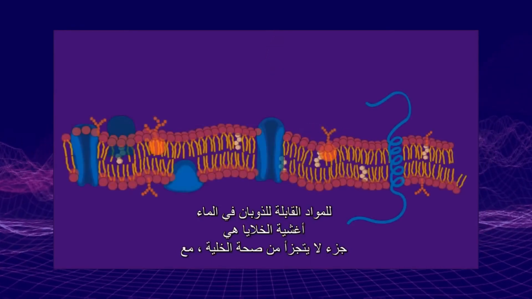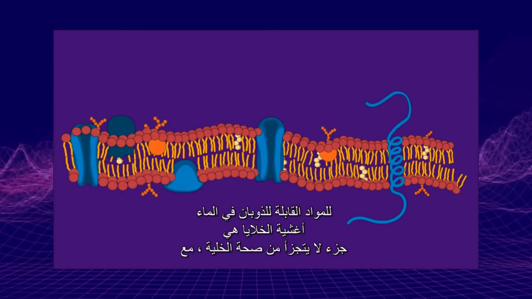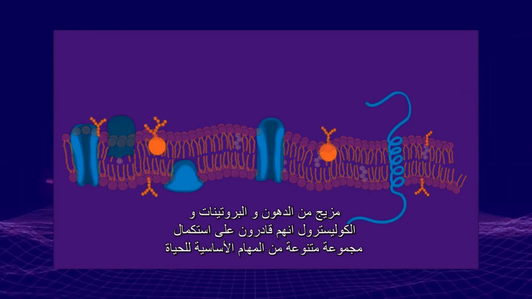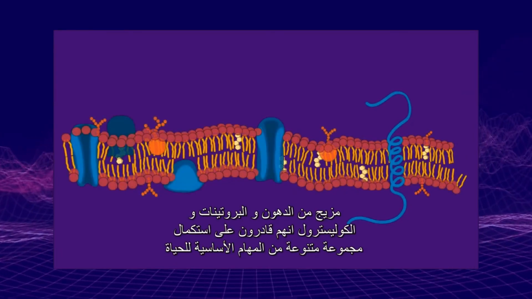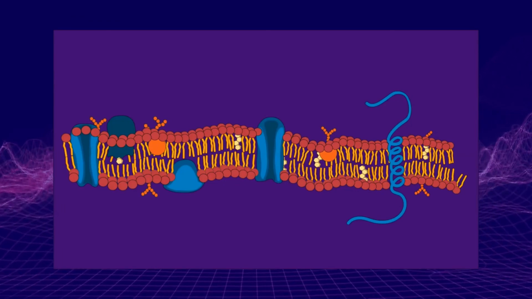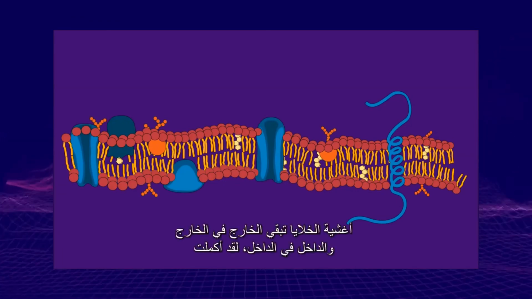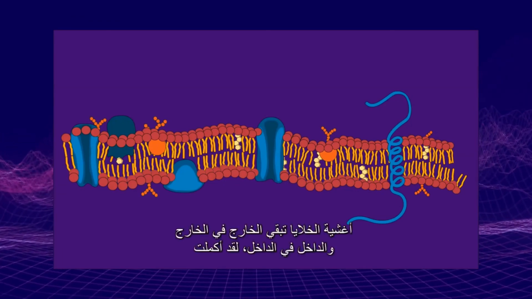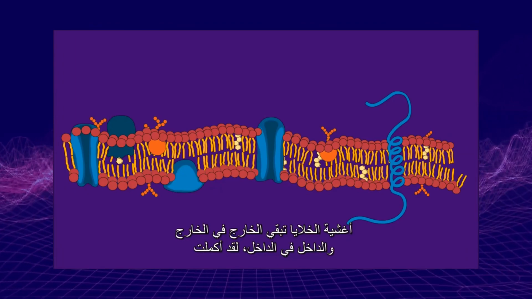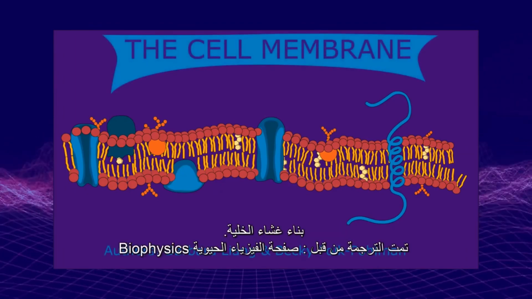Cell membranes are integral to cell health. With their combination of lipids, proteins, and cholesterol, they are able to complete a complex variety of tasks essential to life. Cell membranes keep the outside out and the inside in. You've completed Construction of the Cell Membrane.